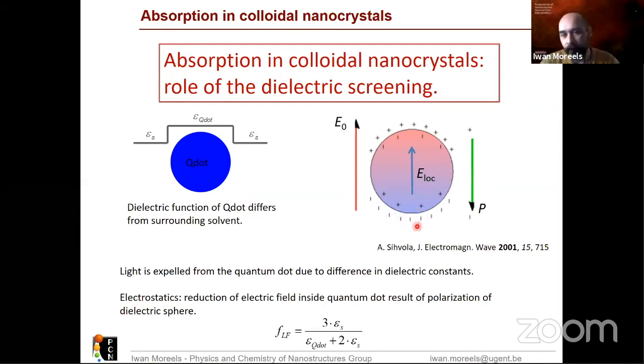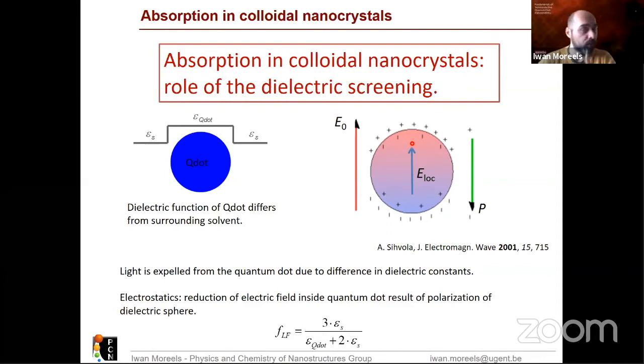And due to the fact that they are embedded in a medium, an organic solvent with a different dielectric constant, on the outside you have the opposite effect. So there's a slight buildup of negative charges on the bottom, and positive charges on the top. This causes this polarization of the nanocrystal, and since the polarization has an opposite direction to the initial electric field, the field inside the nanocrystal is in fact slightly reduced.